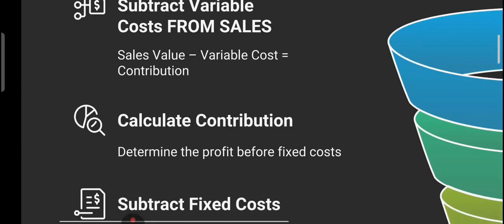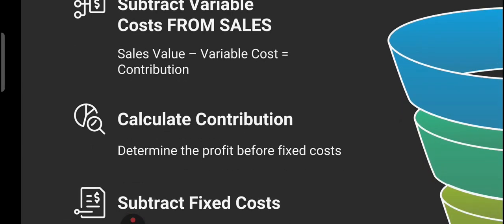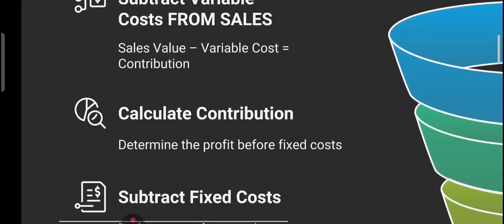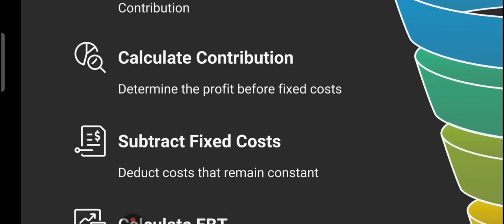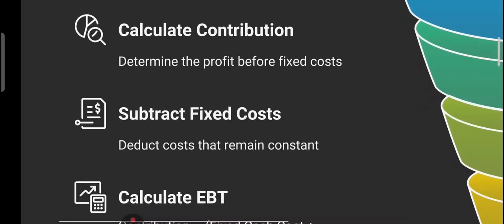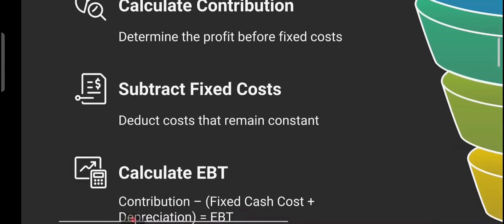From contribution you subtract your fixed cost. Why do you subtract the fixed cost? Because these are the costs that don't change with production. And what are examples of fixed cost? Like rent, like salaries. So you determine the contribution by subtracting variable cost from sales value, and from contribution you subtract the fixed cost. After subtracting the fixed cost you will get EBIT.